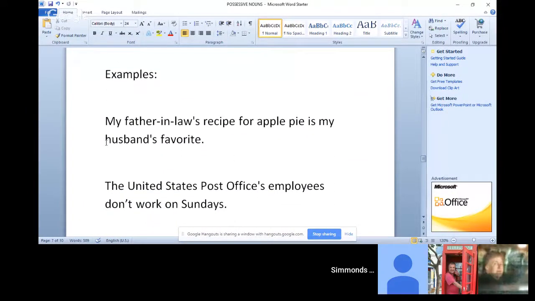Okay, so Bob, could you read these examples for us? Oh, yes. My father-in-law's recipe for apple pie is my husband's favorite. The United States Post Office's employees don't work on Sundays. All right, very good with your S here at the end. Very good. That was great. So we have two things. Ken, did you have a doubt? Did I hear something?